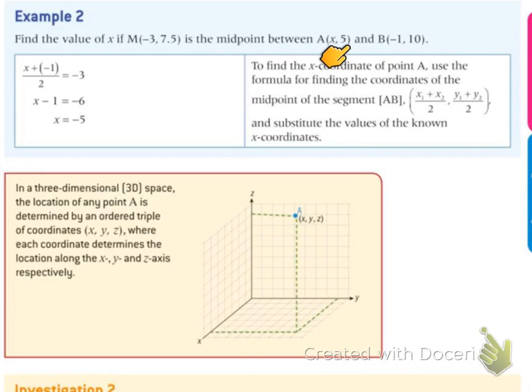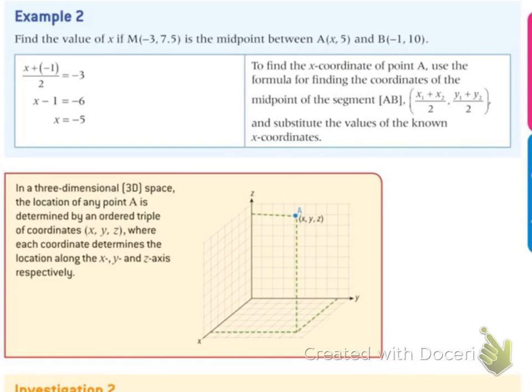Now they're going to say, hey, this is the midpoint. -3, 7.5, x, 5, and -1, 10 are the points on each side. So guys, here's a really cool thing. Guys, this is like on our ACT test. They do this a lot. They don't just give you midpoint. They want you to apply the midpoint.